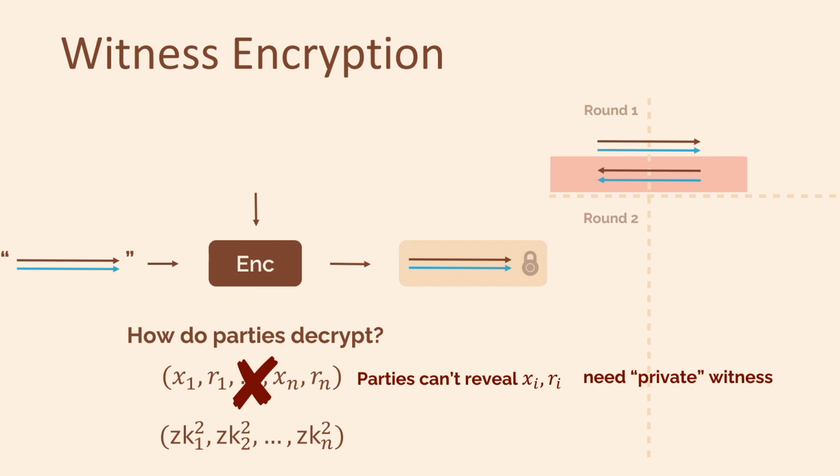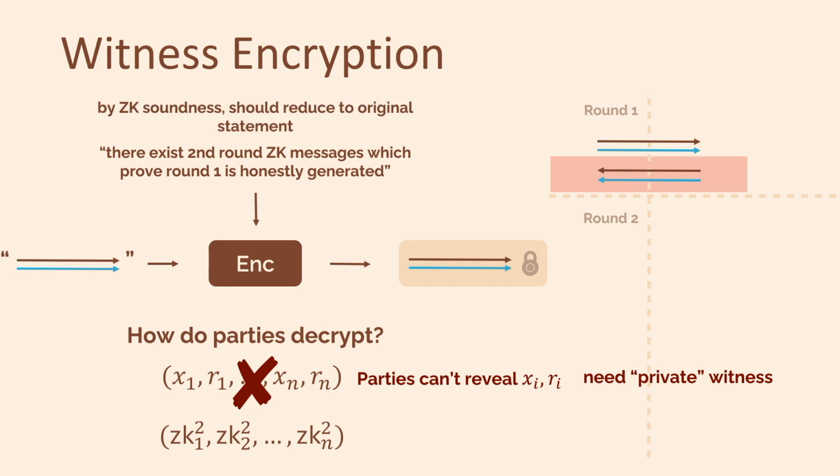Now we can set the witness that we want to use to be second round zero knowledge messages from each party attesting to their honest behavior during round 1. And we can change the statement that the witness encryption is going to use in order to reflect that. So now the statement is that there exist second round zero knowledge messages which prove the validity of this inner statement that round 1 is honestly generated. And now the hope, at least, is that by soundness of the zero knowledge protocol, this should reduce to the original statement, right?